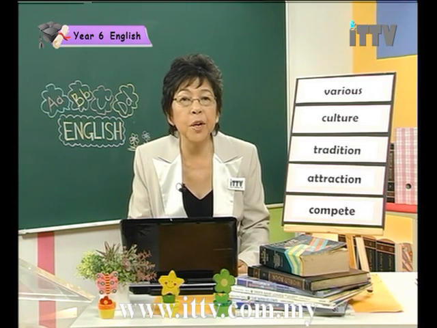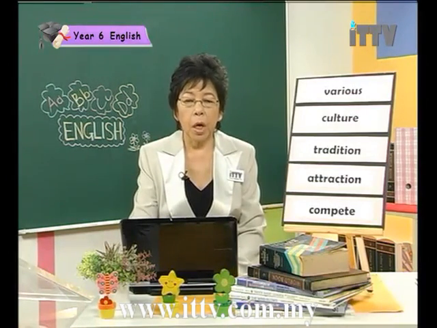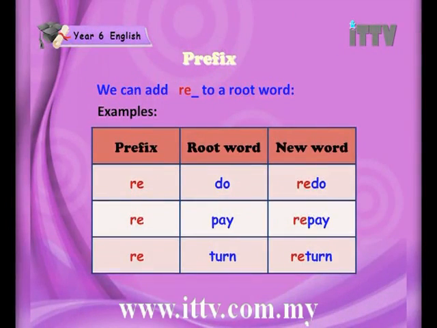Now let's look at the different prefixes that are added. We can add RE to a root word. Examples: the prefix re, the root word do, and it becomes redo. Next, the prefix re, the root word pay, and the new word is repay. The next word, re, with the root word turn, becomes return. As you can see, these words have changed in their meanings.